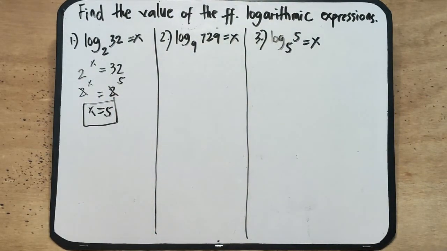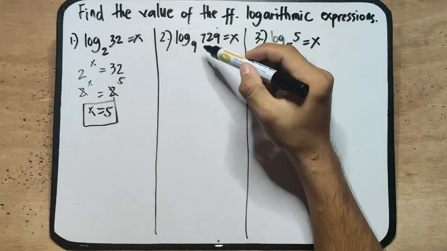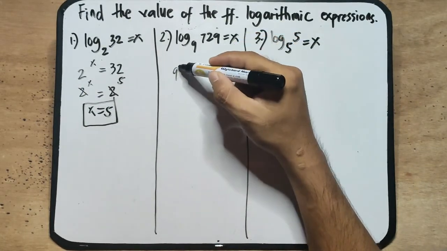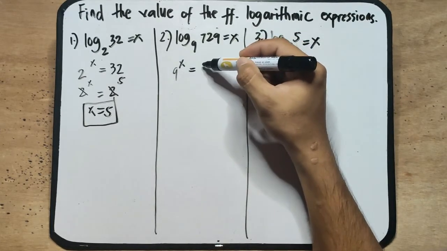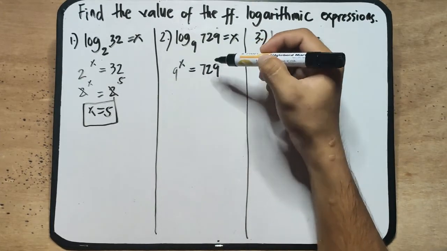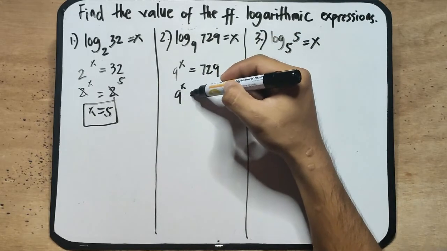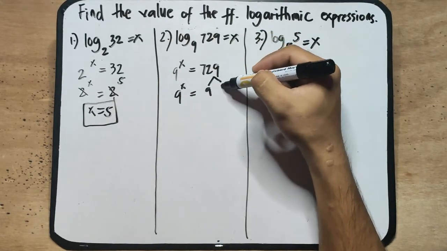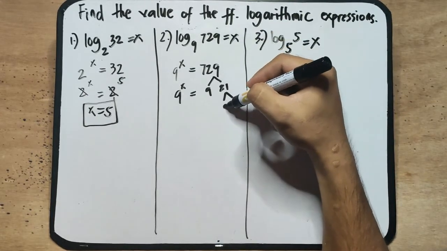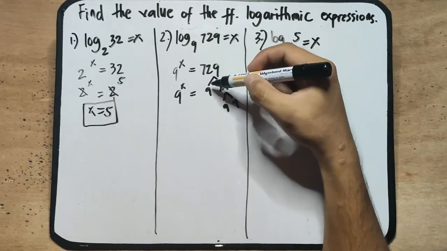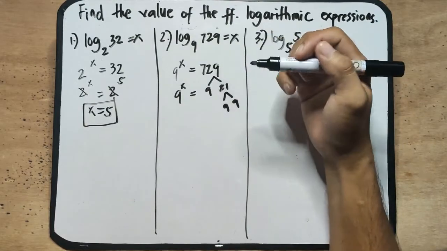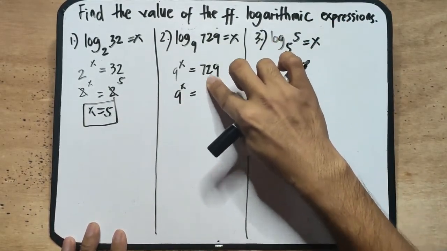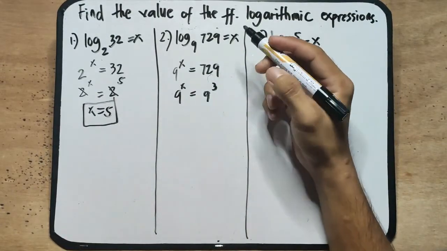For the second item, log base 9 of 729 is equal to x. So 9 is the base, x is the exponent, and 729 is the answer for our exponential form. So we know that 729 is a multiple of 9. How? So 729 divided by 9 is 81. 81 is a multiple of 9 as well, 9 and 9. So how many times did 9 appear? We have 3 times. So therefore, 729 is equivalent to 9 raised to 3 or 9 cubed.